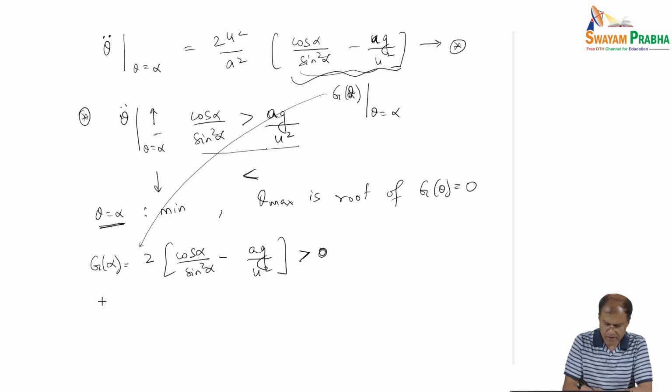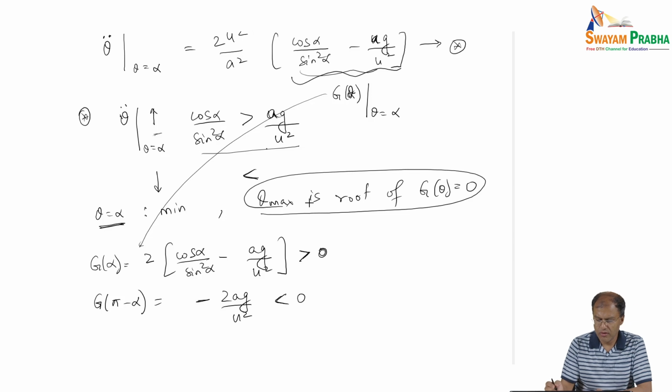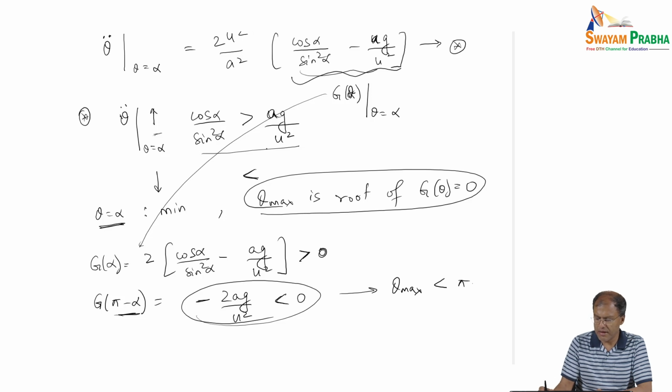Now what we see is, if g, let us try and find out g of pi minus alpha. So g of pi minus alpha will come out to be only minus 2 a g by u square, and this quantity is less than 0, right? So from here we can see that our theta max, which is a root of g theta equal to 0, is certainly going to be less than pi minus alpha, because this is where the sign of this factor g reverses, right? So the conclusion here is that theta max is certainly less than pi minus alpha.